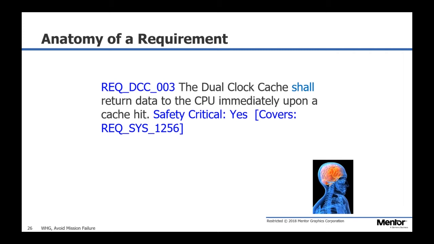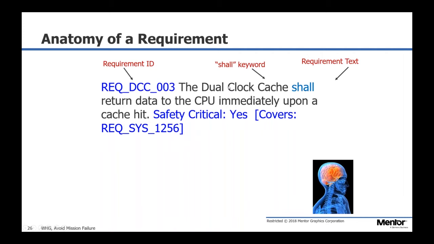So the anatomy of a requirement is that every requirement has to have a unique identifier. In this case, this is my requirement for a digital clock controller. So that is the unique string that says that is the document that the requirements are coming from. And then there is an enumeration right here that just says this is requirement number 3 of this document.